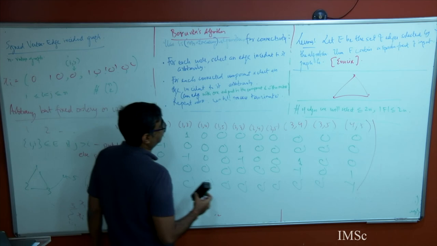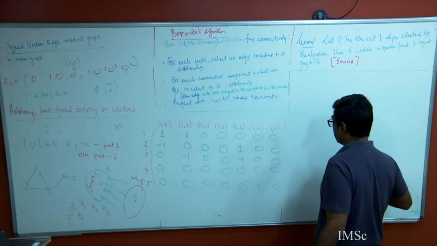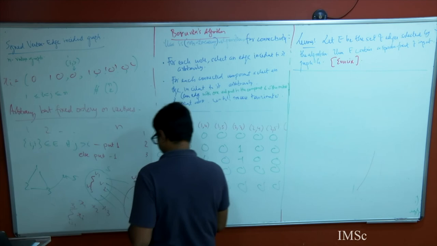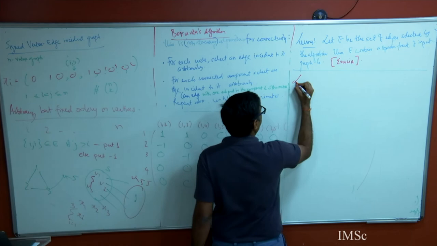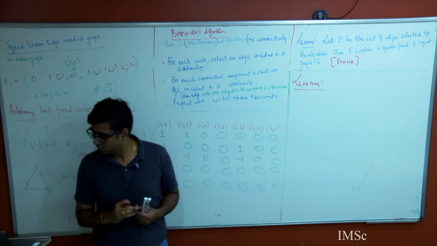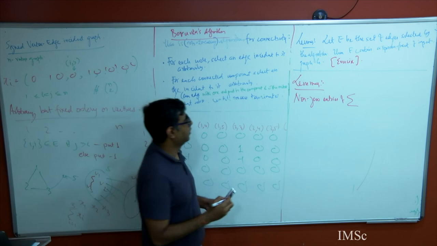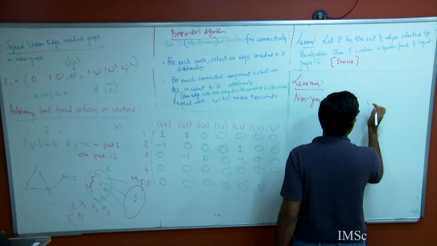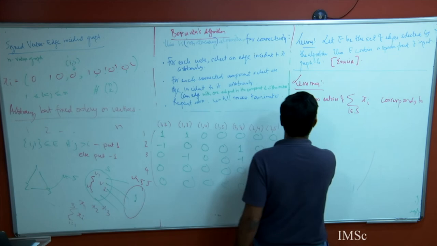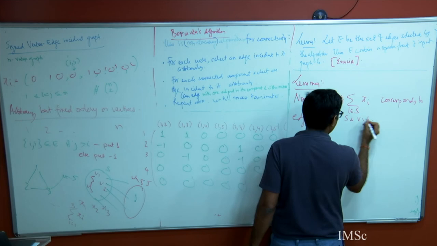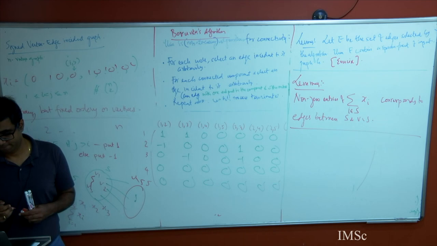So here's our small little lemma, which we proved. So this is our encoding of our vector. Here's the lemma. So the lemma says that non-zero entries of summation xi, i in S, correspond to edges between S and V minus S. And the proof is 1 line.